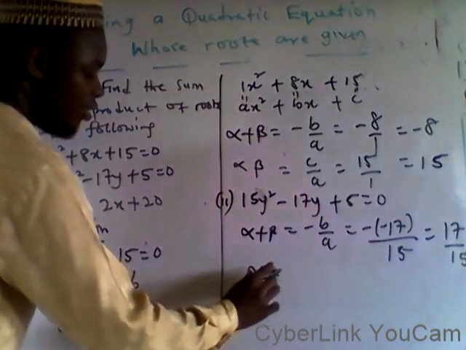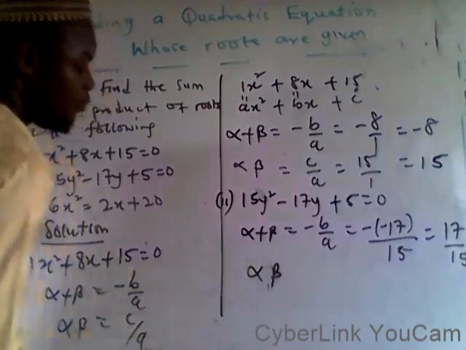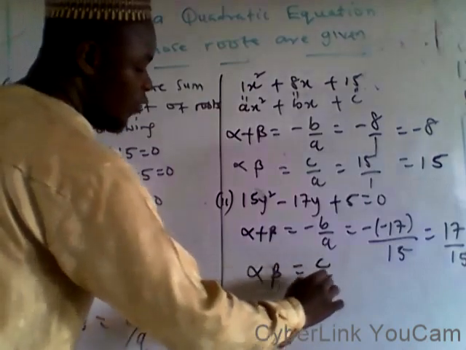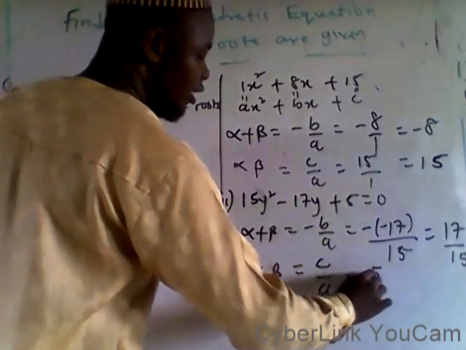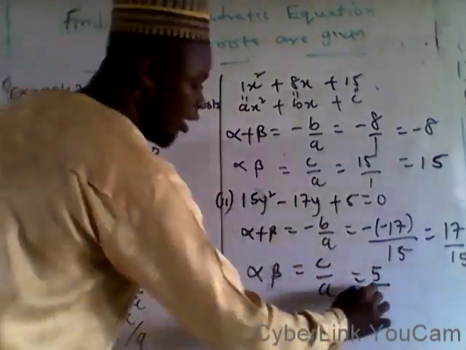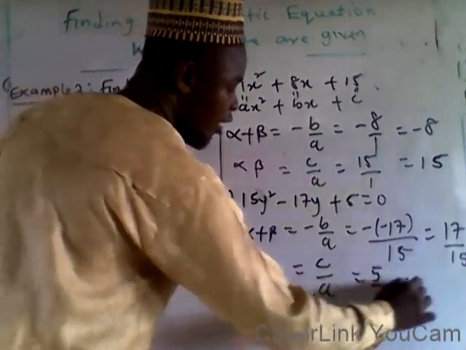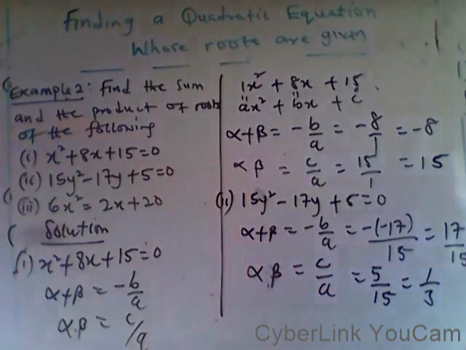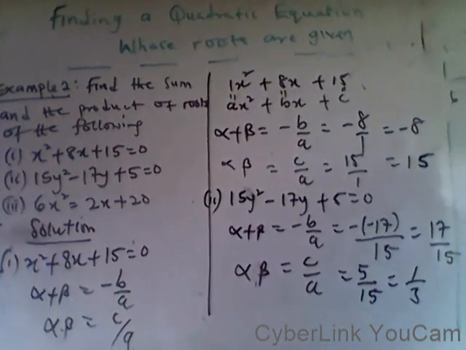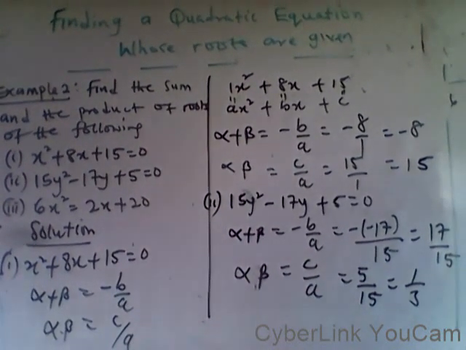And what is the product of the roots? That is alpha beta. That is c over a. What is your C here? C is 5, right? And what is your A? A is 15. 5 here, 1; 5 here, 3. Answer is 1 over 3. So you are going to get 1 over 3 for the second question.